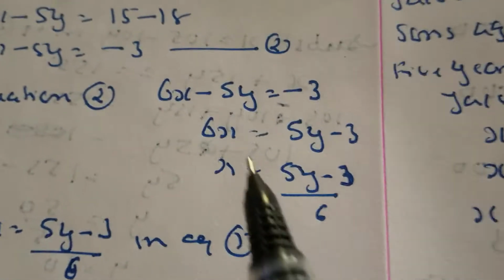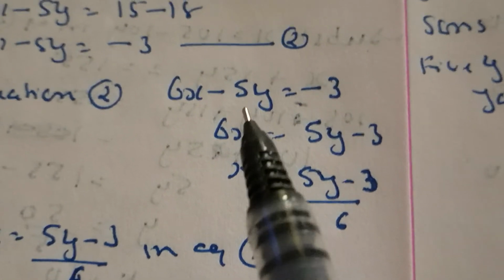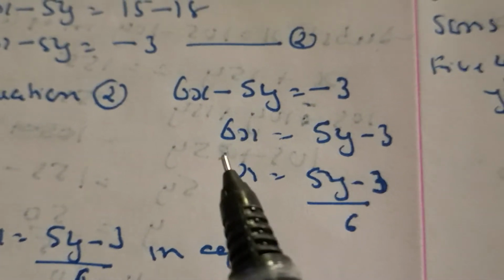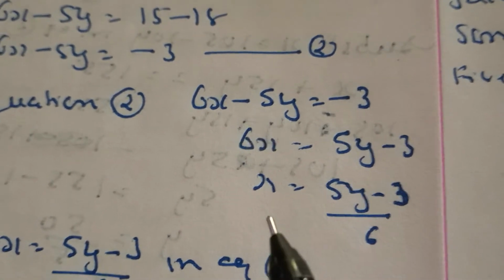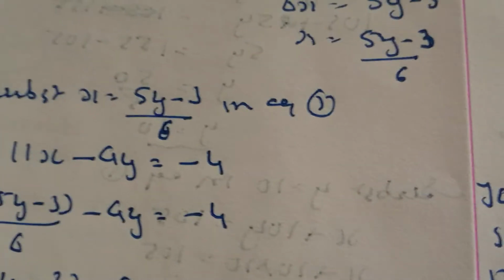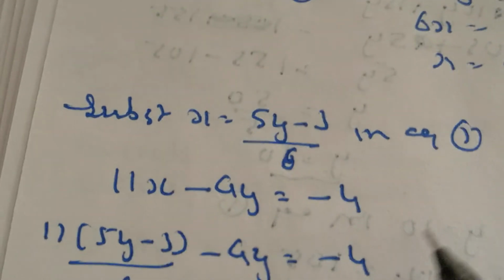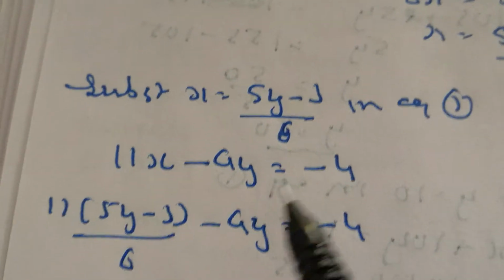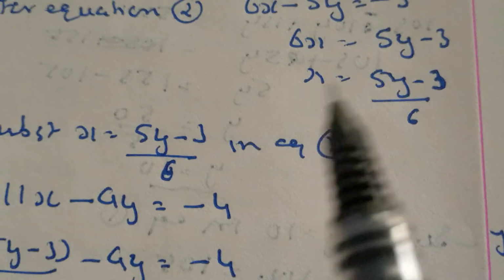So for equation 2, 6x minus 5y is equal to minus 3. Taking 5y on the right hand side, it will become plus. So 6x is equal to 5y minus 3. So x is equal to (5y minus 3) upon 6. Substituting this value in equation 1, so it is 11x minus 9y is equal to minus 4. Substituting the value of x, (5y minus 3) upon 6.